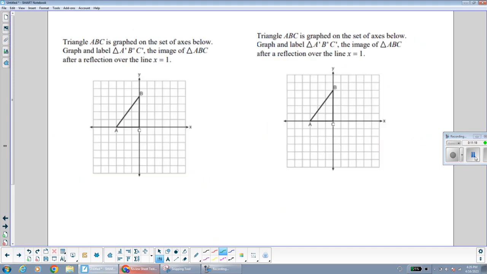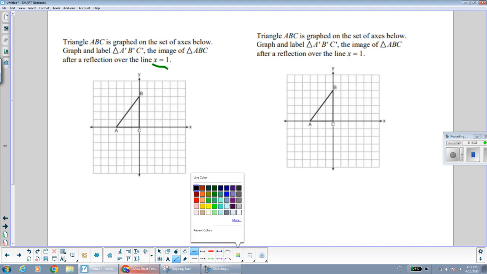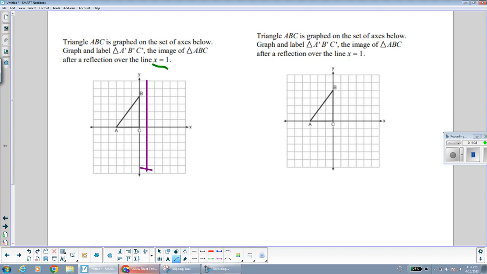Moving forward, let's take a second and look at what this is asking. So we are reflecting triangle ABC over the line x equals 1. Let me graph the line x equals 1. So the line x equals 1 is our vertical line passing through the x coordinate of 1. Okay, so that's our line of reflection.